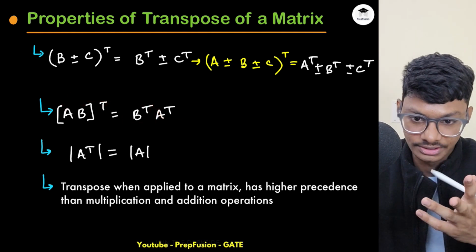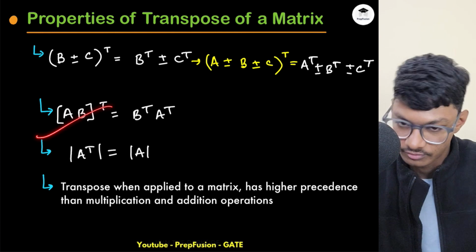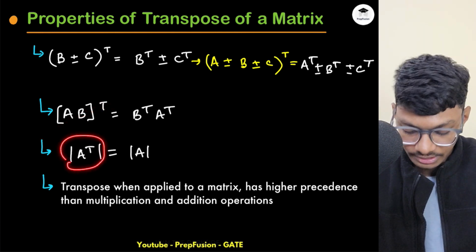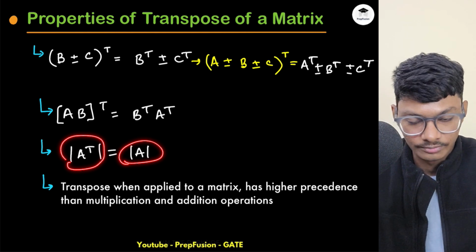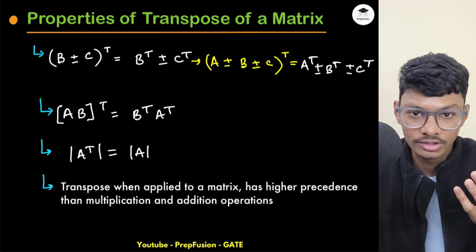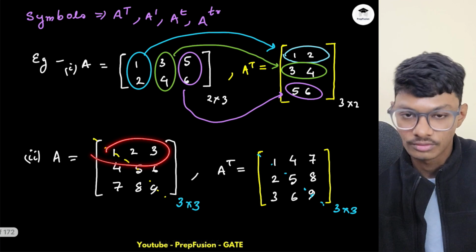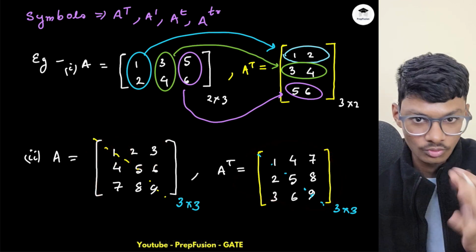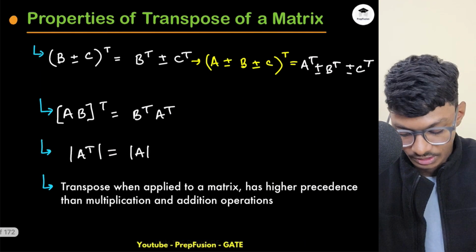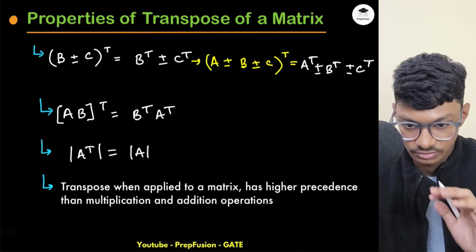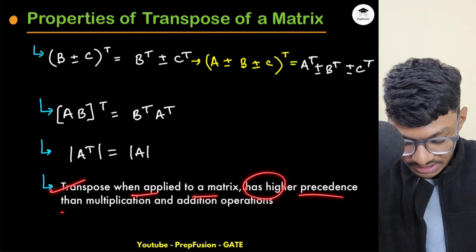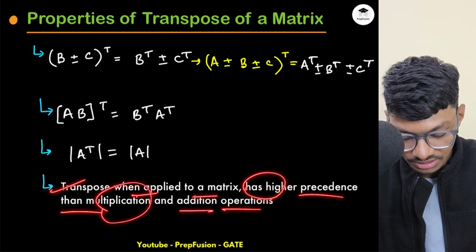Okay, swap the multiplication. I hope you like this property; you have to remember this, and it is pretty simple to remember. Now, the determinant of A transpose is the determinant of A, because either you open about the row for calculating the determinant, or open about the column, it doesn't matter. Basically only the rows and columns are getting interchanged, so the determinant won't change for A transpose. Now, transpose when applied to a matrix has higher precedence than multiplication and addition operations.